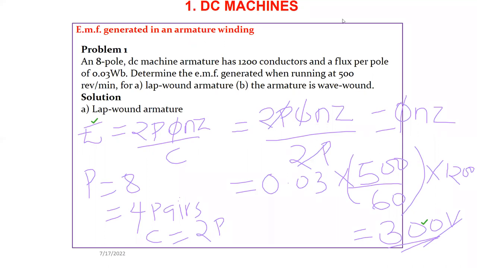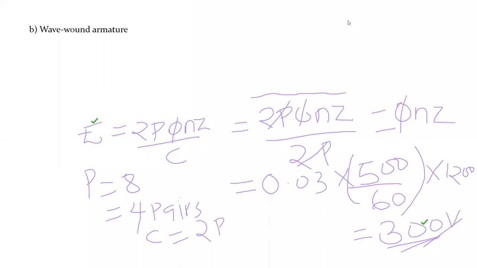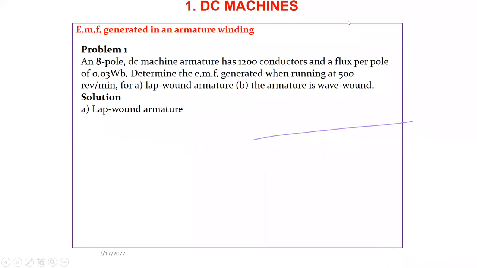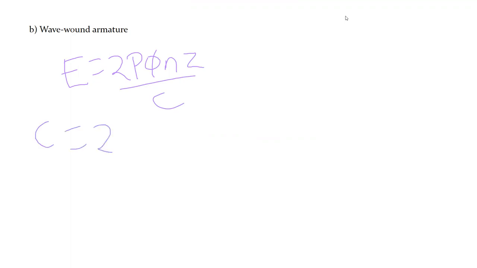Moving on to the next question, you calculate the EMF generated in the armature when it's wave wound. When it's wave wound, the same formula applies, where the EMF generated E is equal to 2P phi N Z over C, where C in this case is equal to 2P for our wave wound.